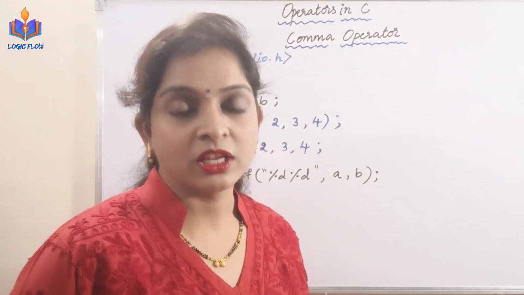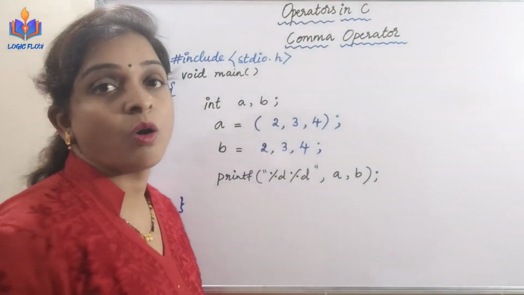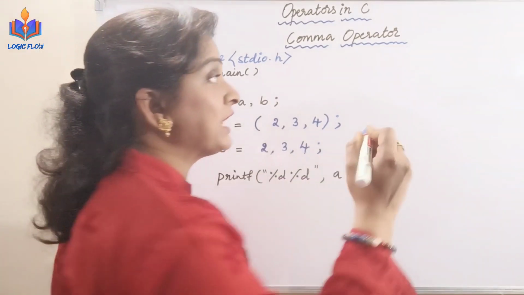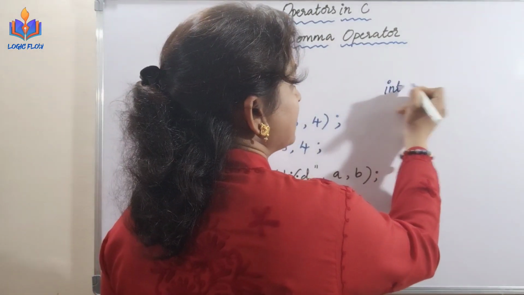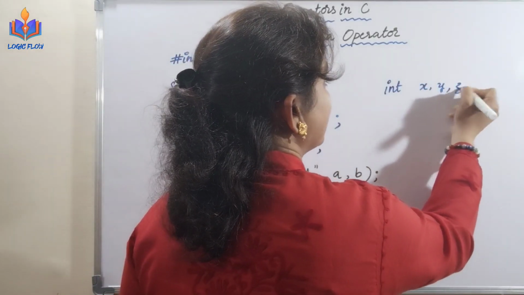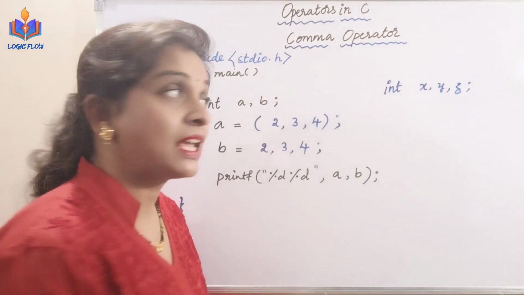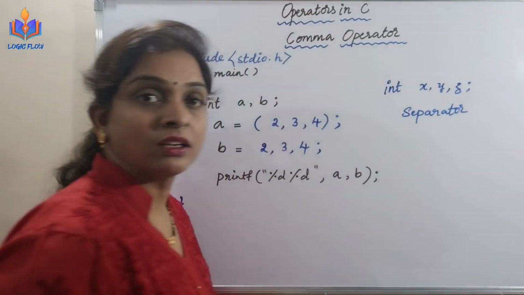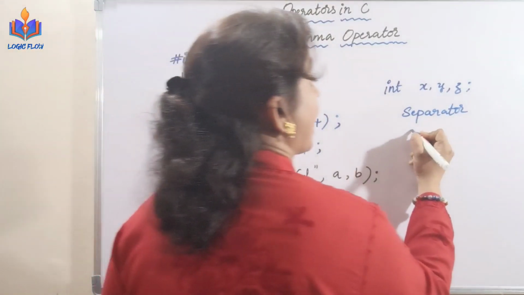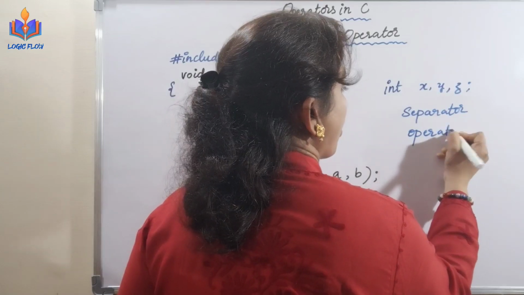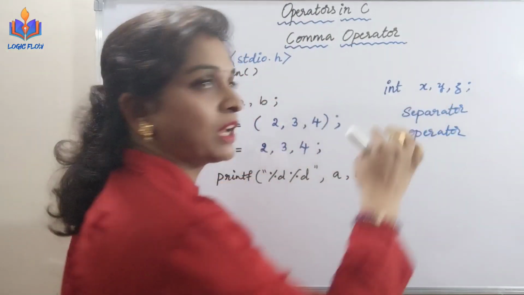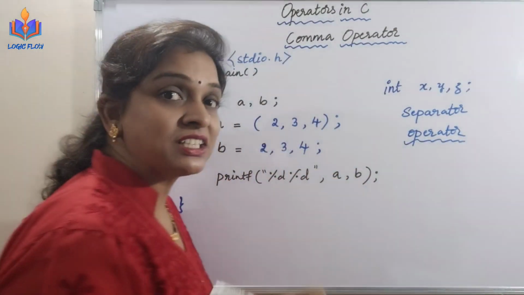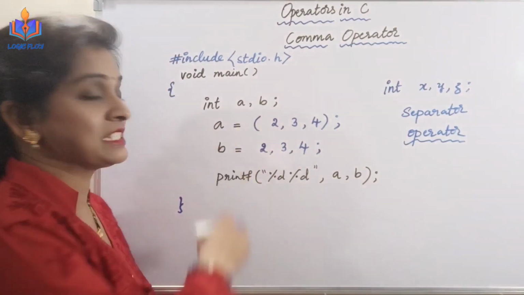So let us talk about the special operator, the comma operator. When the comma is used in a variable declaration, say for example int x, y, z, then it is used as a separator. But it can also be used as an operator. So comma can be used as a separator in a variable declaration, and it can also be used as an operator. Let us see how it can be used as an operator with an example program.